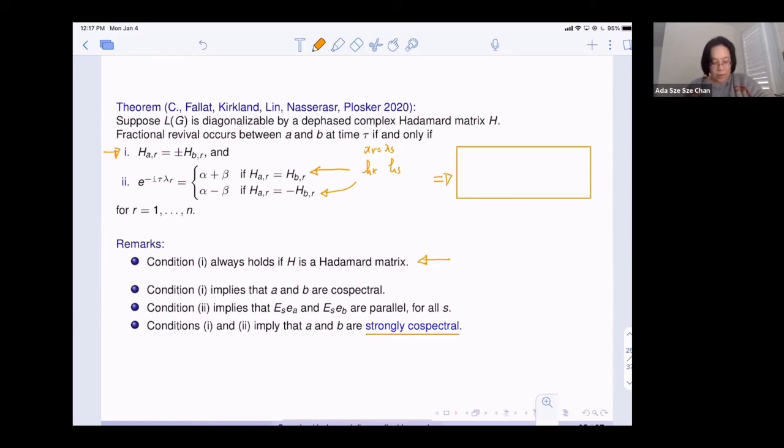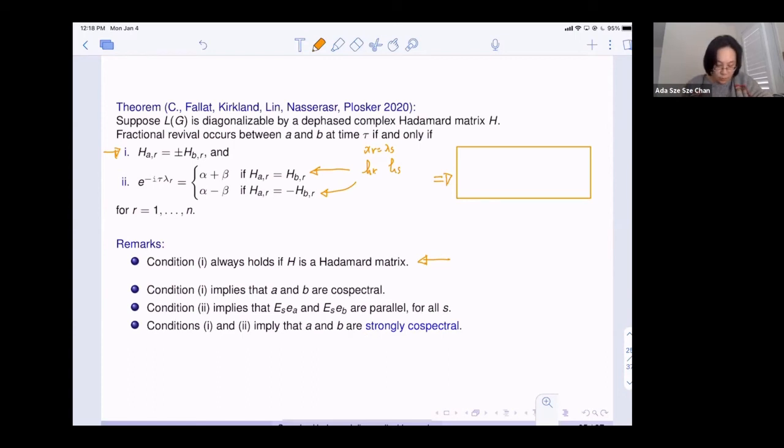I was working on this, and I remember I was staring at a lot of Hadamard matrices, and I was thinking, I know that condition 1 holds for any real Hadamard matrix. So condition 1 is not an issue. It's condition 2 that is an issue if I want to find graphs with perfect state transfer. And then I was wondering, how do I know if two vertices are strongly cospectral if I'm staring at a Hadamard matrix?